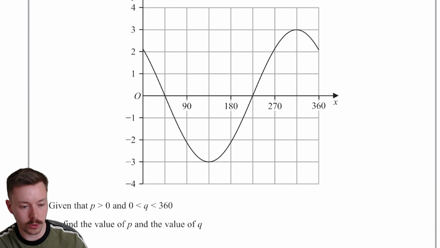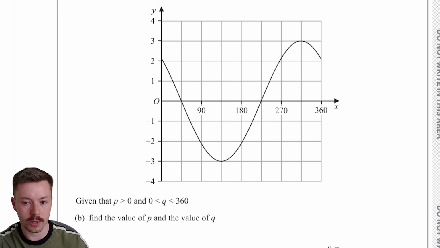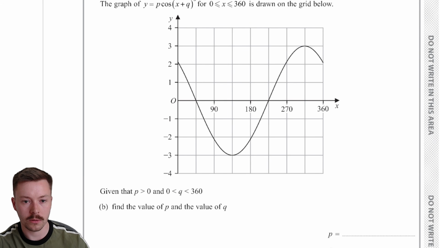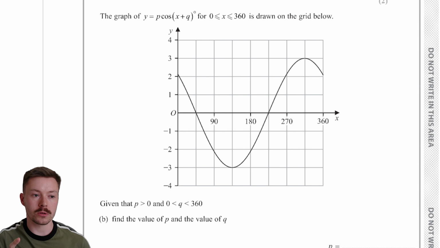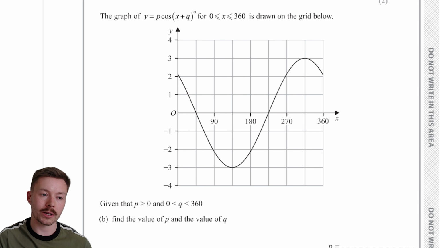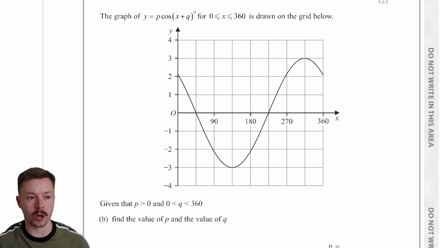And then we've got this question, which I will need to zoom out slightly more on so we can get the top bit in. There we go. Let's try and fit it all in. There we go. So the graph of y equals p cos brackets x plus q, for the values of x greater than or equal to 0 and less than or equal to 360, is drawn on the grid below. Given that p is greater than 0 and q is between 360 and 0, find the value of p and the value of q.